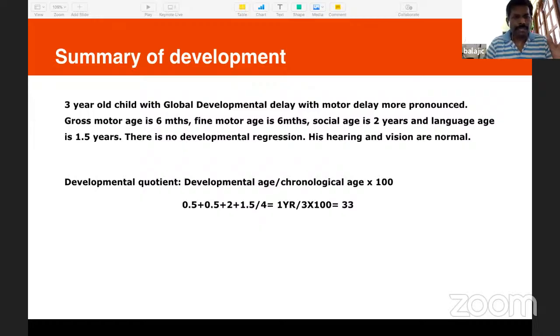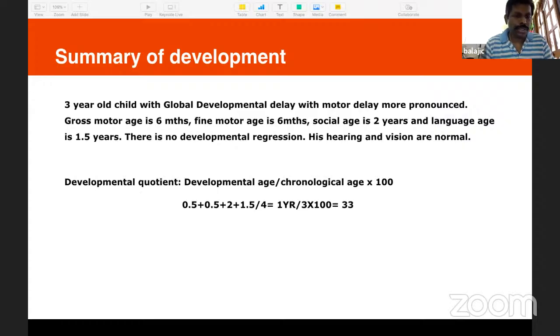And finally, if you are presenting really well, they will expect you to give the developmental quotient. So the general developmental quotient is the average of all the domain developmental ages. So you add all the developmental ages: 0.5 plus 0.5 plus 2 years for social and 1.5 for language, divide by 4 and multiply by 100. So here it comes to around 33% as the developmental quotient. Anything less than 85% is considered abnormal.